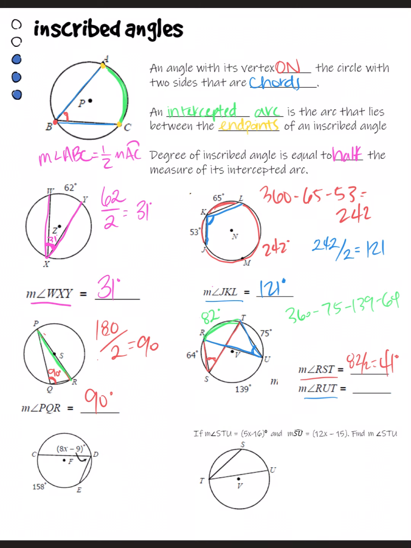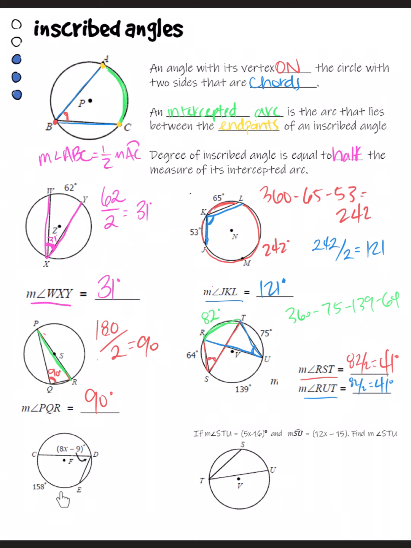All right, let's look at this other one, RUT. Oh, look, it's the same intercepted arc. So, same arc, same thing. Whenever I have some crisscrossy things like this, and we're asked for the angles, they're going to be the exact same.